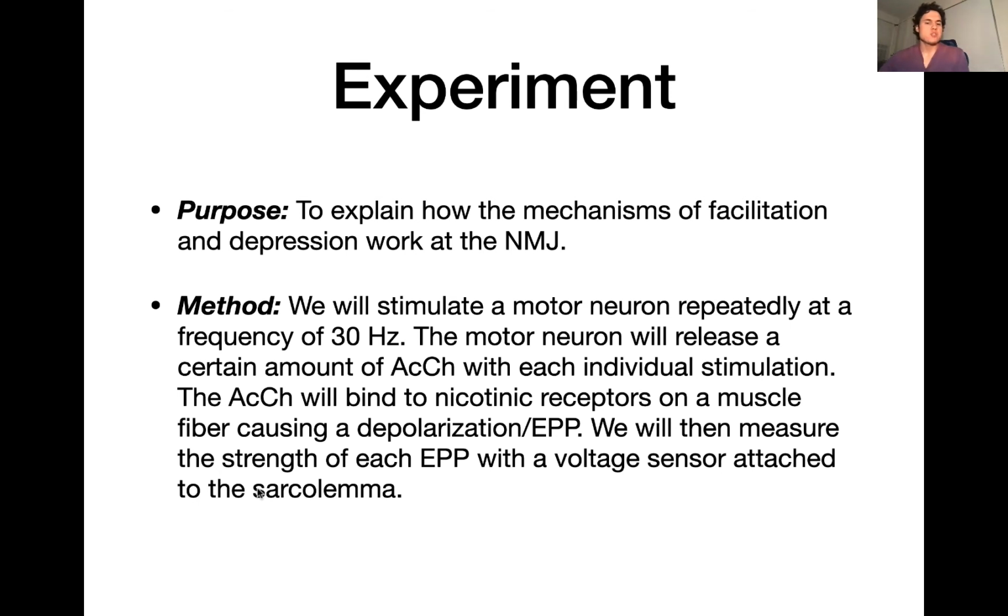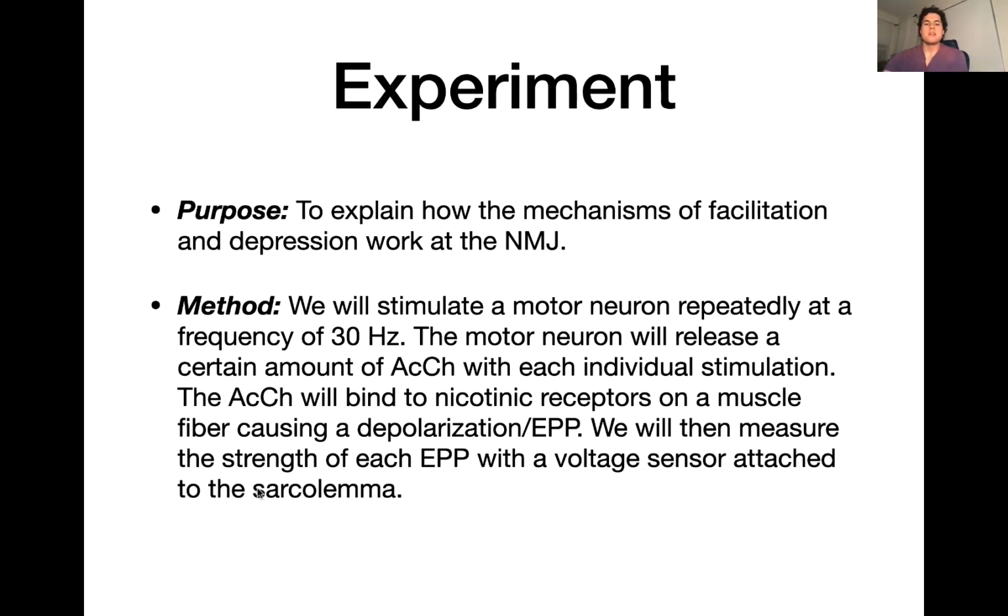Now the stimulation will cause an action potential, which will propagate down the axon and cause the motor neuron to release acetylcholine. The acetylcholine will then diffuse across the synapse, and it will bind to nicotinic receptors on a muscle fiber. So the muscle fiber cell is going to be the second cell in our experiment. Now, as you know, when the acetylcholine binds to the nicotinic receptor, what's going to happen is that the receptor will open and it will cause the cell to depolarize.